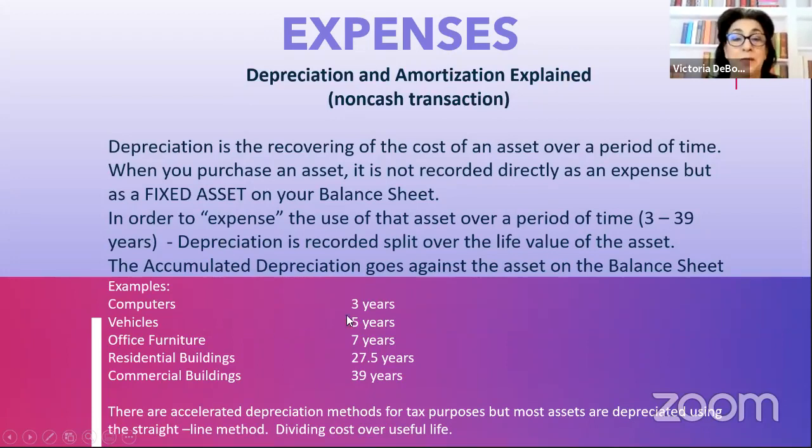There are some examples. Computers are 3 years, vehicles, residential buildings could be 27.5 years, and commercial buildings are 39 years. So these vary. These are some of the IRS rules that are out there, and also generally accepted accounting principles. You'll hear GAAP. Most of the time, most companies use what they call straight line depreciation.